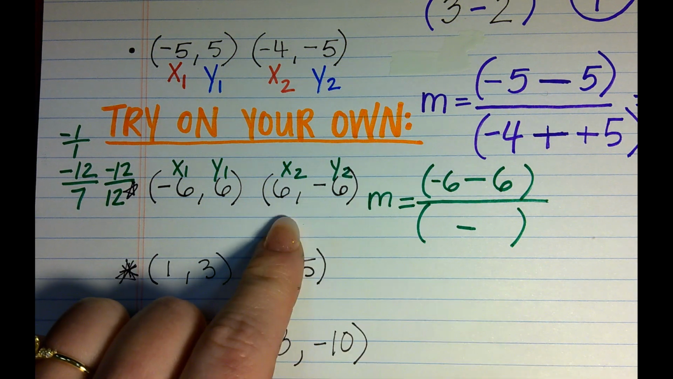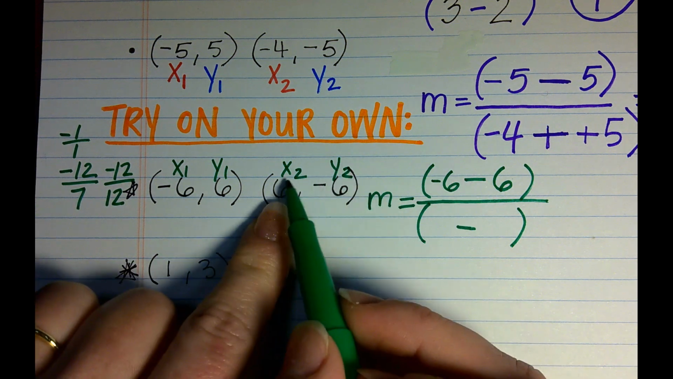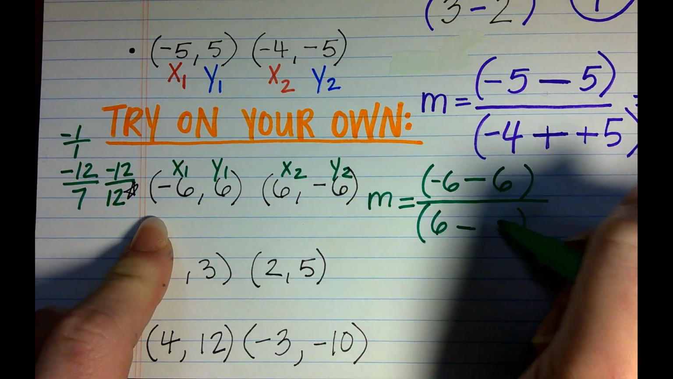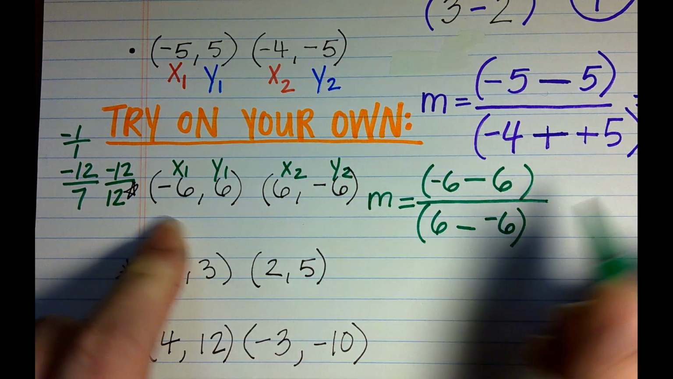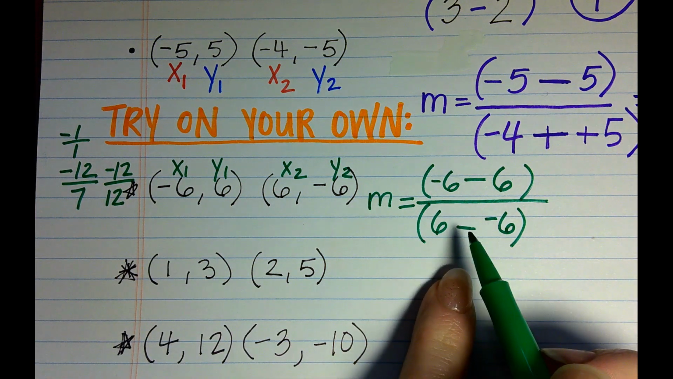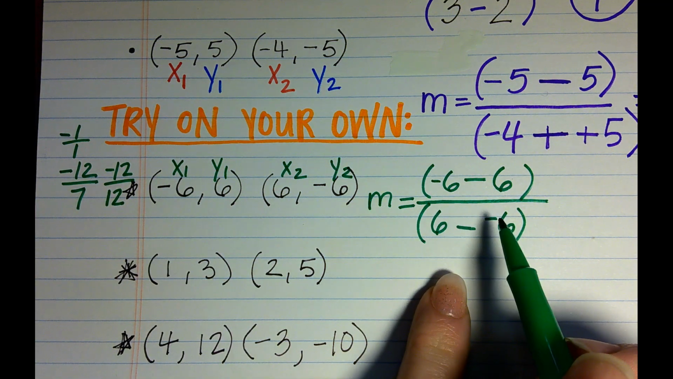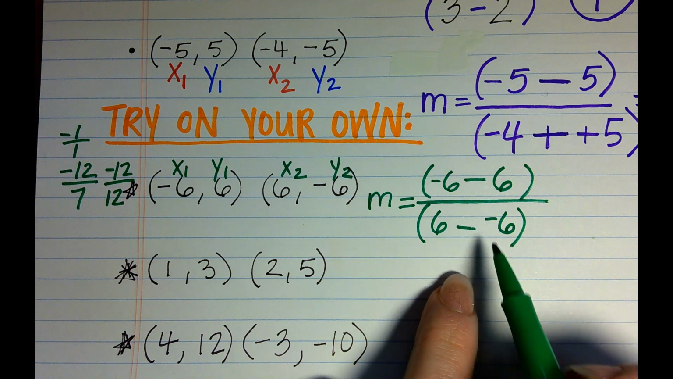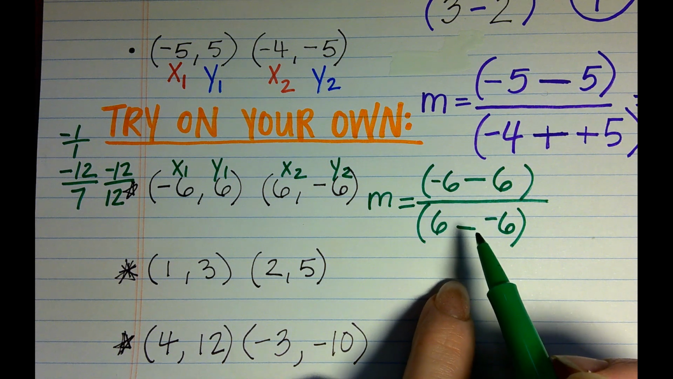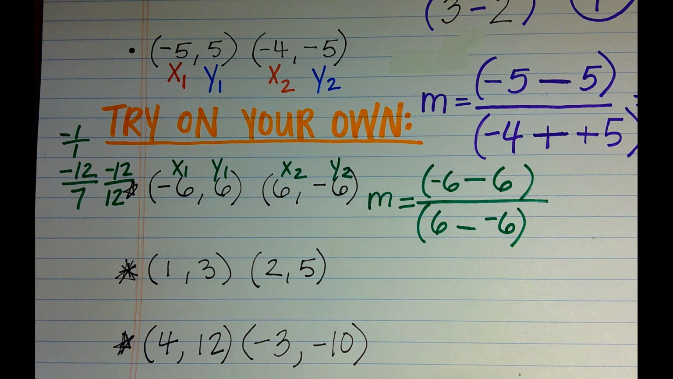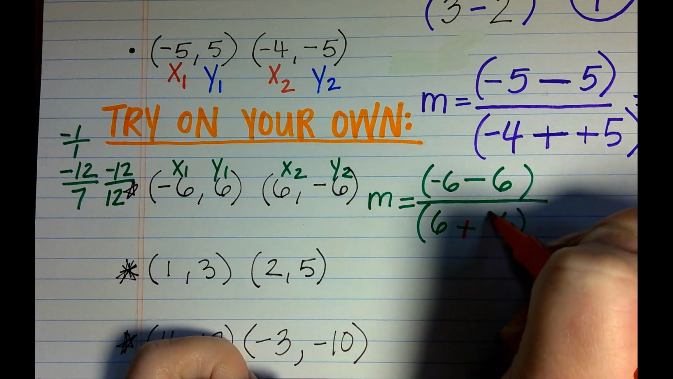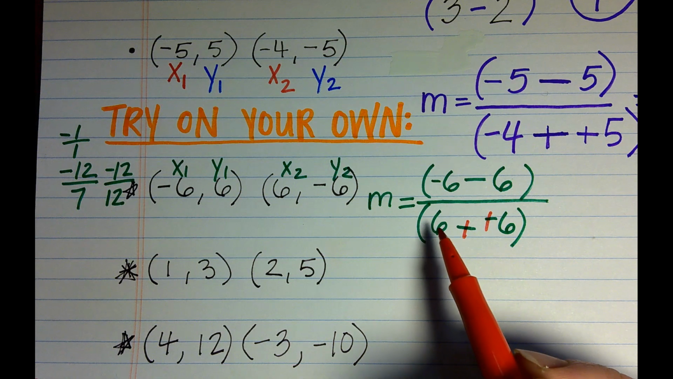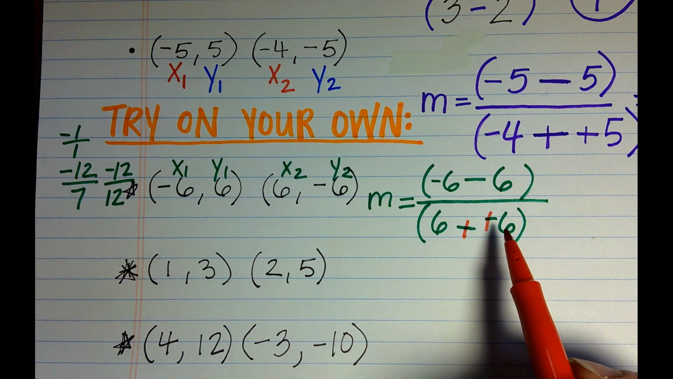We have 6 for x2 minus x1 is -6, which Kiana saw that there were 2 negatives, a minus, a negative, 2 minuses, and that turns into a plus. So we have -6 minus 6 and 6 plus 6.